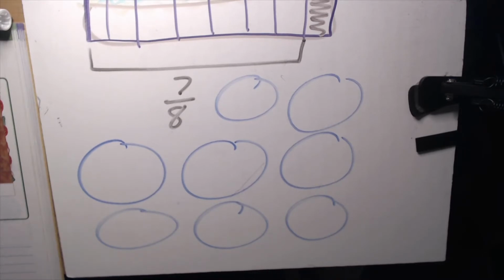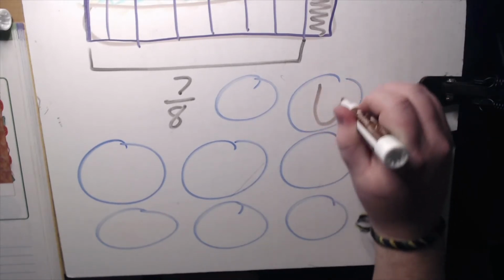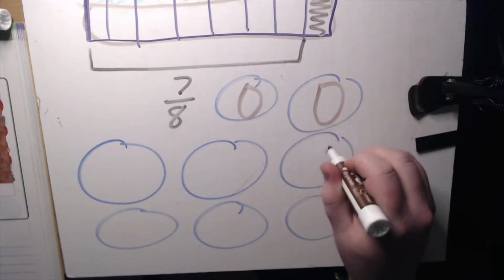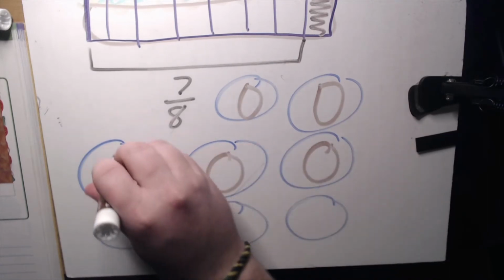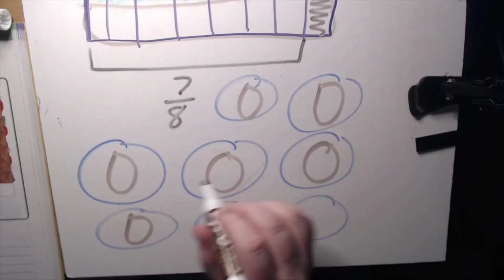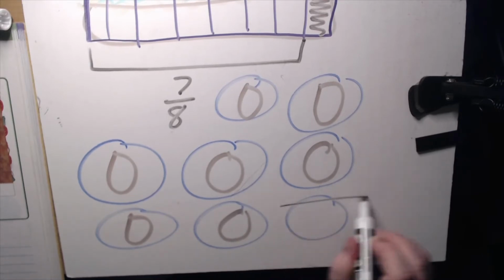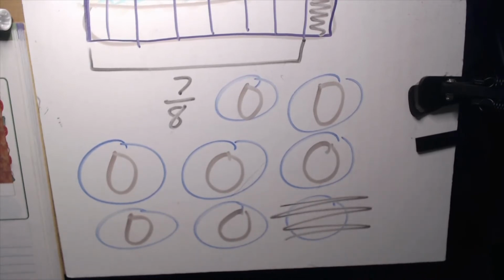And now I'm going to put each of these pieces of sandwich that are left on there. So let's go ahead and do that. I'm just going to put brown circles, letting you know that there's a piece of a sandwich on each of these plates. 1, 2, 3, 4, 5, 6, 7. Now remember, Emilio already ate a piece. So this plate does not get a sandwich.